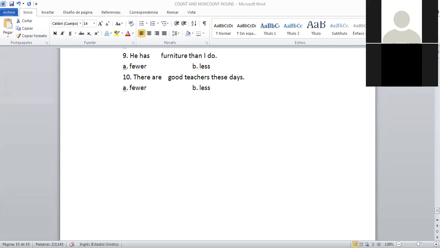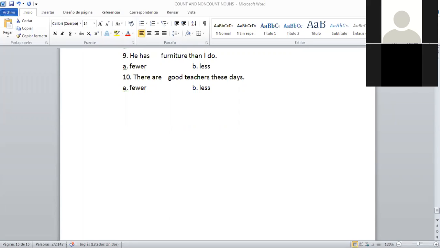Okay, so all these expressions introduce indirect questions. Now, let's take a look. Where is the market street? That is the direct question. Look at the indirect question. So I move the is after the subject. Could you tell me where the market street is? Is that clear?